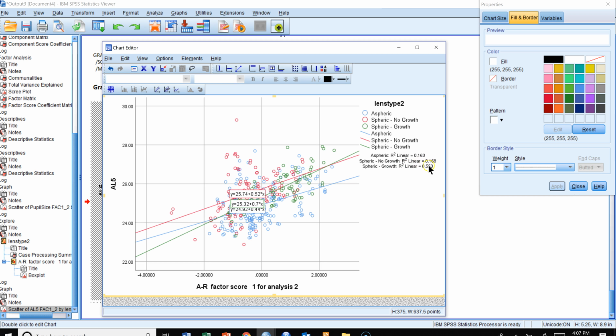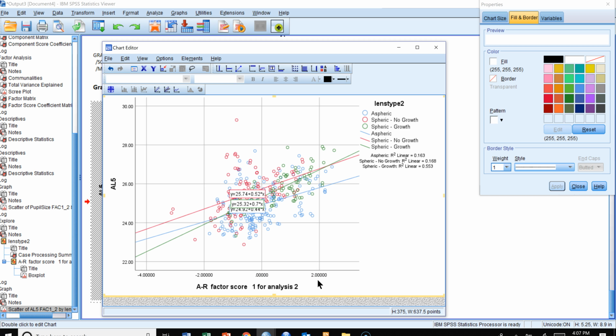It has a correlation of 0.16, r squared of 0.16. Spherical no growth, also 0.16 r squared. But for those eyes that grew and had spherical lens, there was a pretty good relationship, accounting for 55% of the variance in axial length at 5 years with factor score.